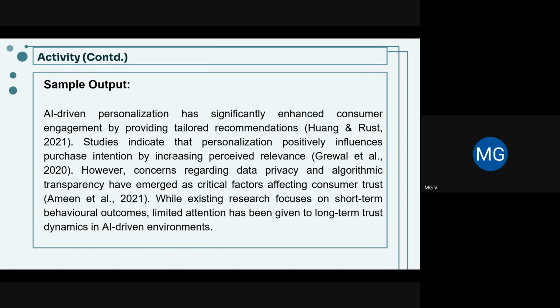Limited attention has been given to long-term trust dynamics in AI-driven environments. So what can be the outcome or the output? I have shown you the sample output, right? So what is the outcome achieved out of this? We have thematic synthesis, we have integrated citations, and we have clear research gaps.